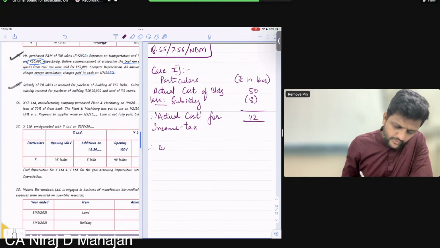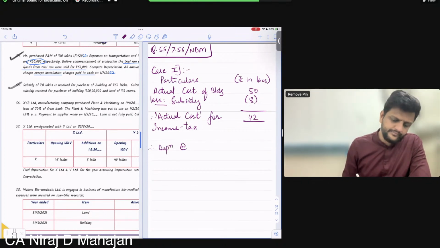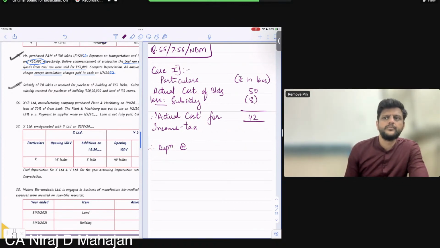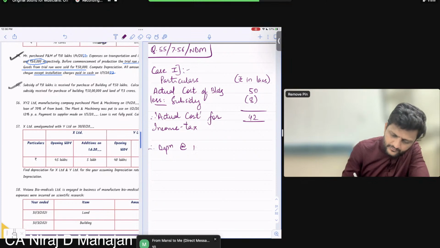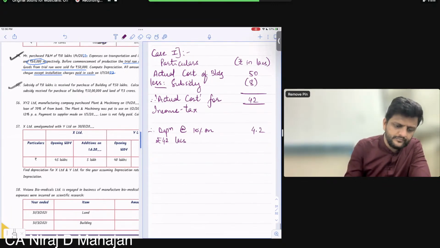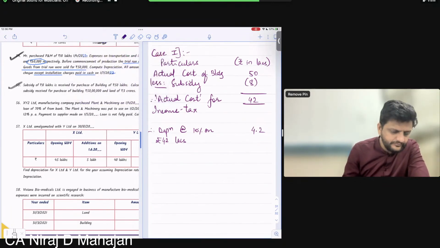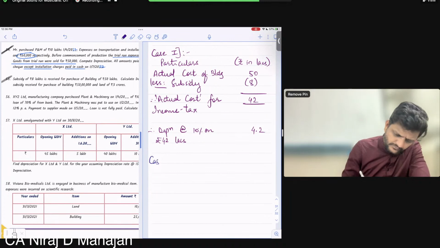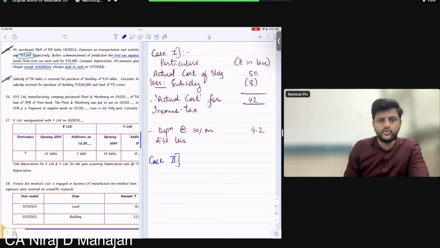Therefore, simply take depreciation, and what rate will I take? For building, normal depreciation is how much? Type quickly. 10%, correct. Yes, 4.2. Correct till here? Case 2. Done till here, all of you?